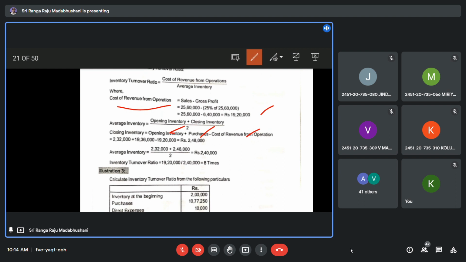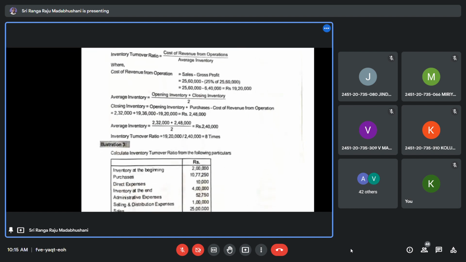So 232 plus 248 by 2. So 2,40,000 is average stock. 1920 by 240. So the 8 times. So it is good. The performance of the firm is good.